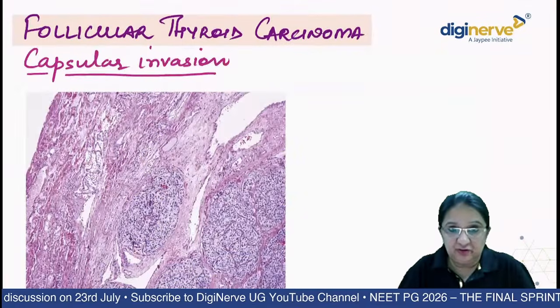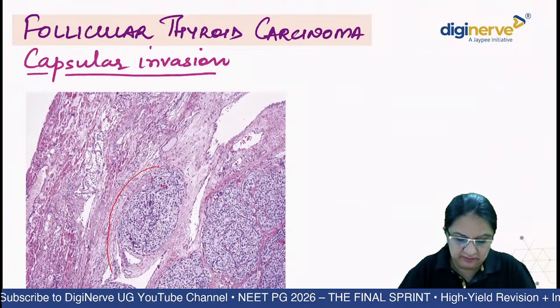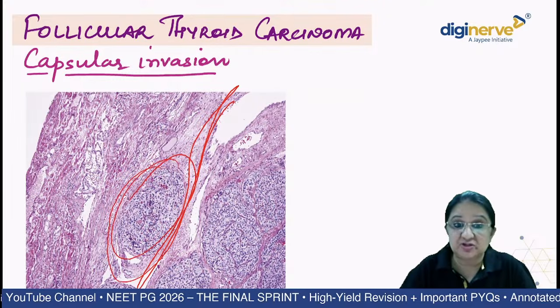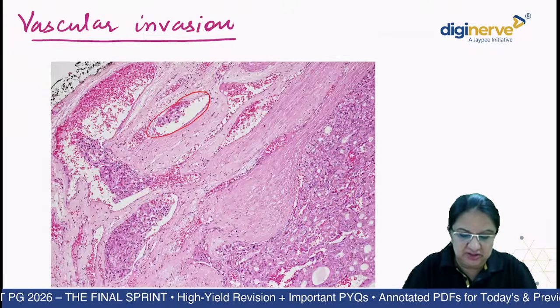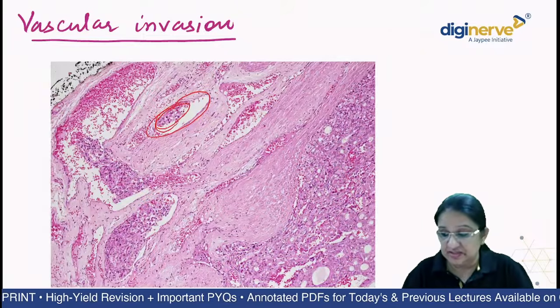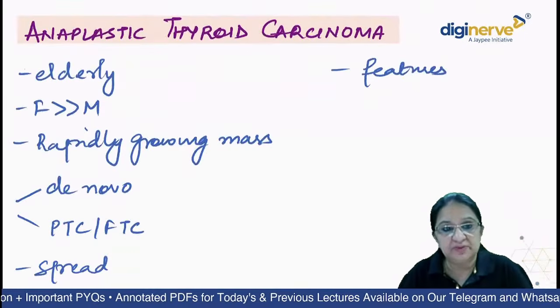Then coming to follicular thyroid carcinoma, the characteristic feature, if this is your vessel, this is your vessel wall, there is capsular invasion, plus there is vascular invasion. Capsular and vascular invasion cannot be seen on an FNAC. It can only be seen on your slide.